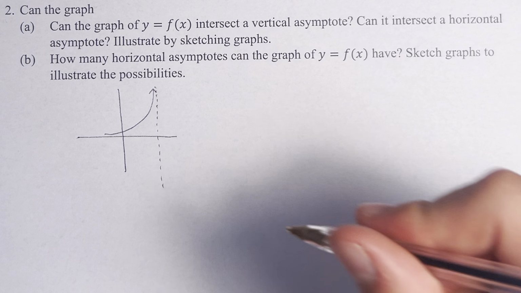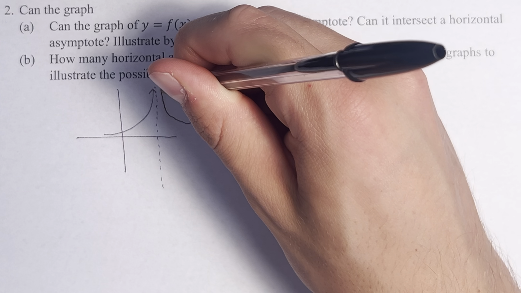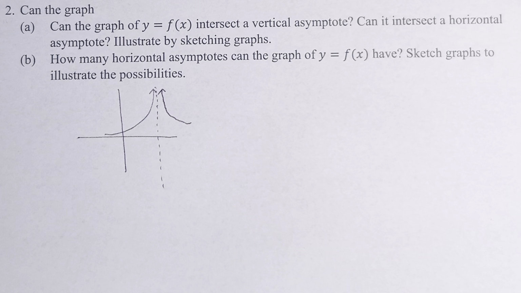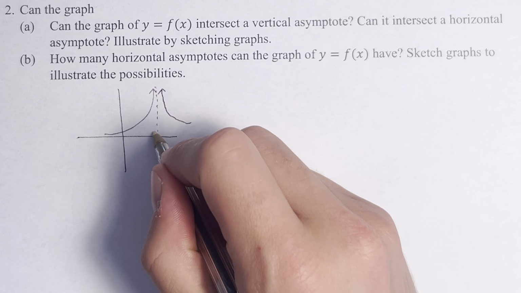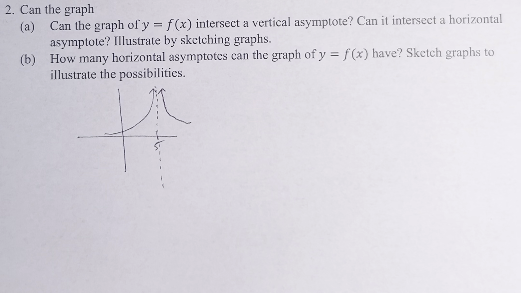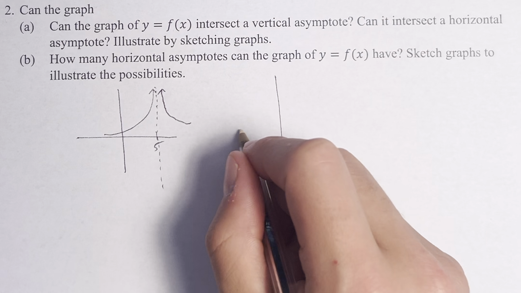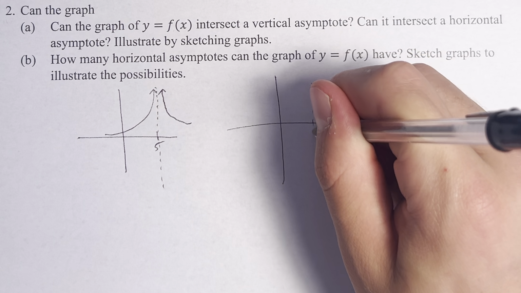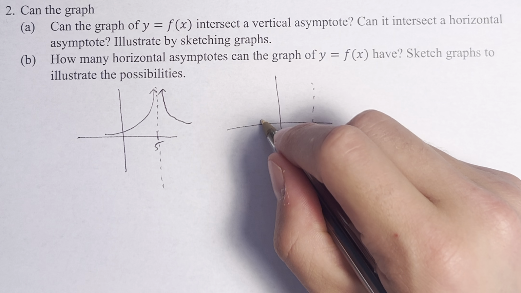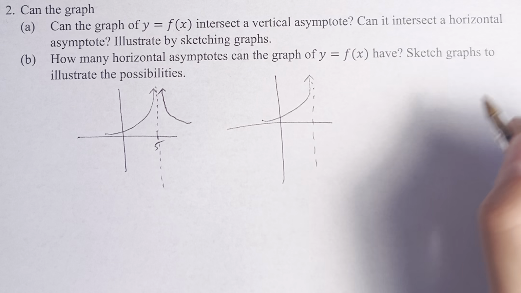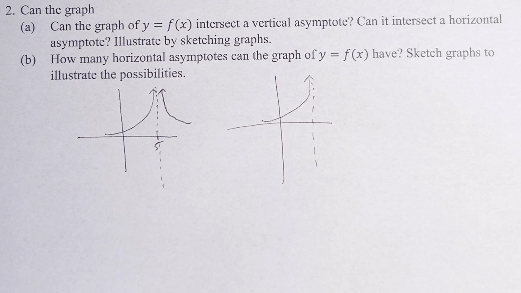And we can say as x approaches, let's say in this case 5, the value of the function is approaching infinity. Can f of x intersect this asymptote? Well, let's say we have this function, and from the left we have a vertical asymptote, and from the right we can have whatever behavior we want.